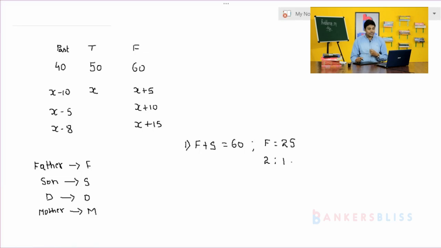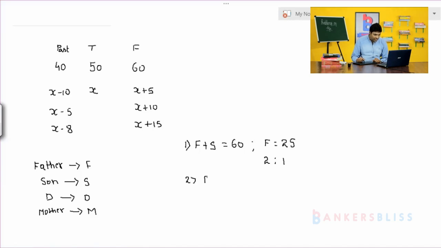The age of the father is thrice that of the age of the son. After 15 years, the age of the father will be twice the age of the son. Let me repeat again: the age of the father is thrice the age of the son, and after 15 years, he will be twice the age of his son. So this is one more variety, variety number 2.